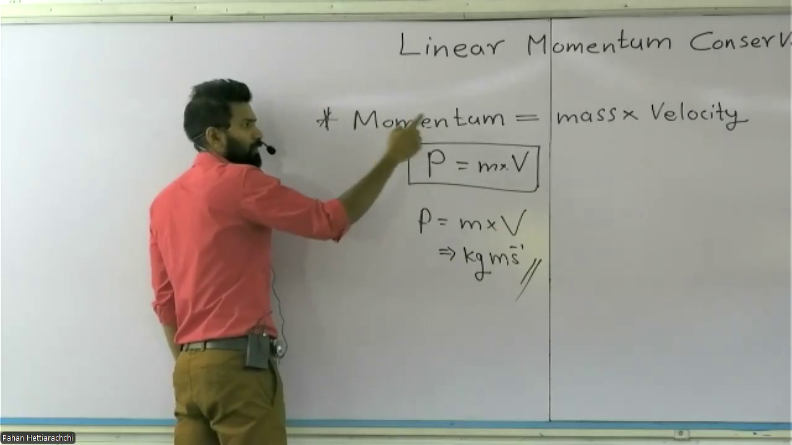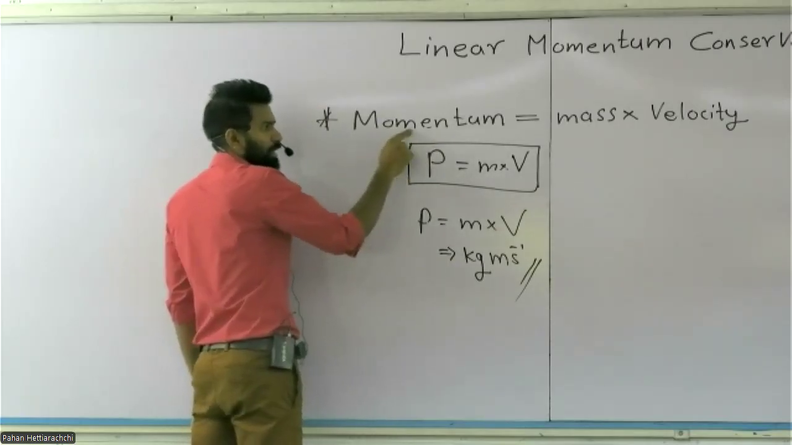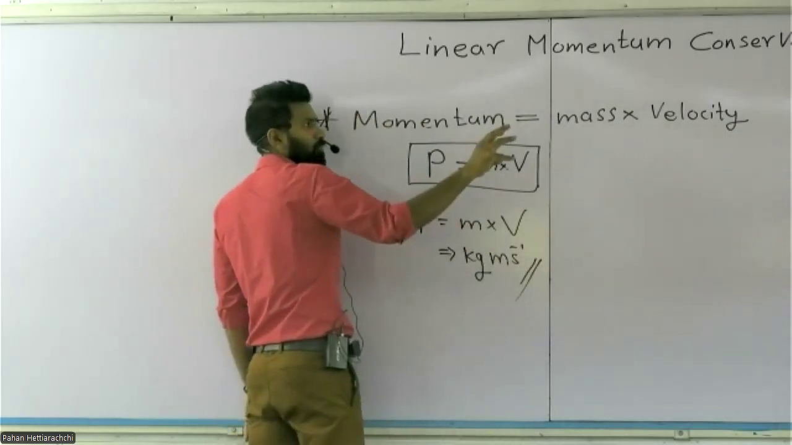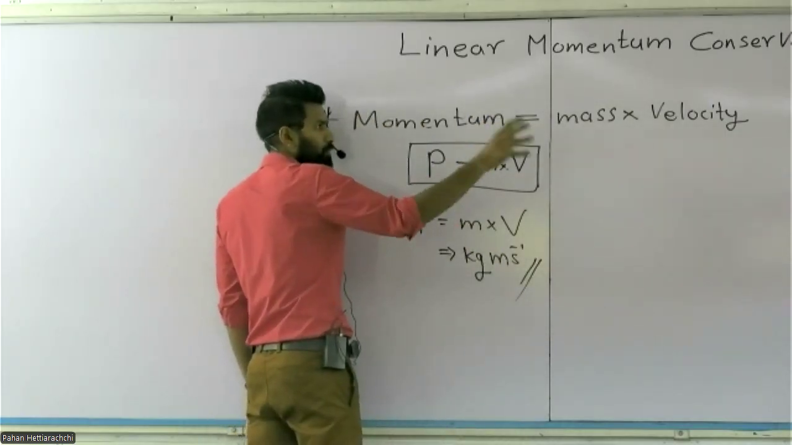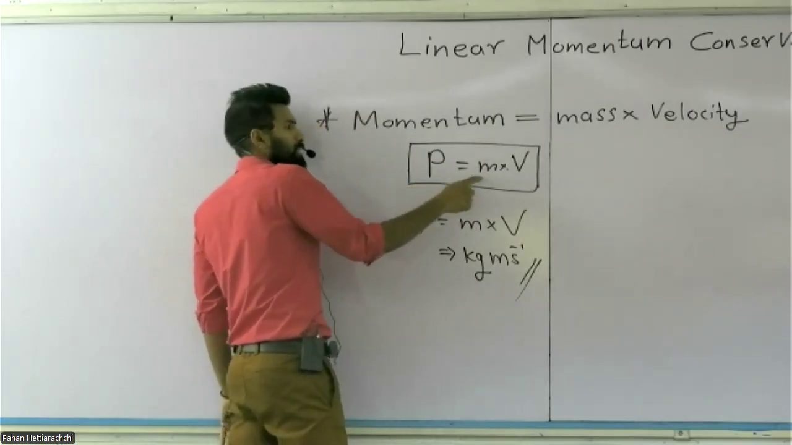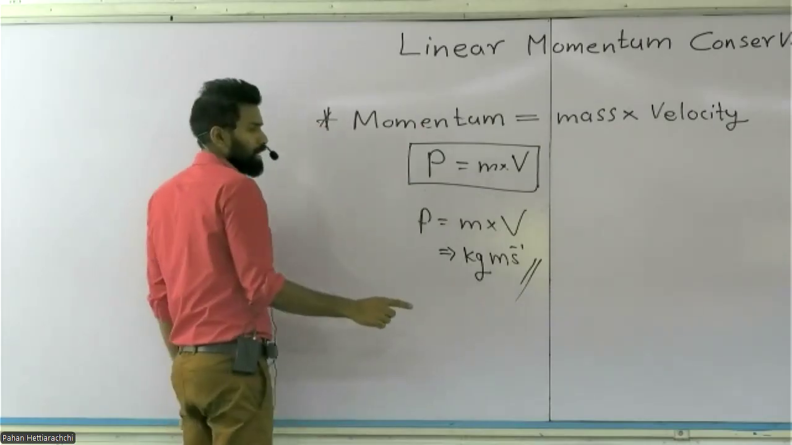The physical quantity momentum, what it means. Momentum is the mass into velocity multiplication. If the mass of the object is multiplied by the velocity of that object, you will get the momentum. So momentum is symbolized by P equals mv. What are its SI units?